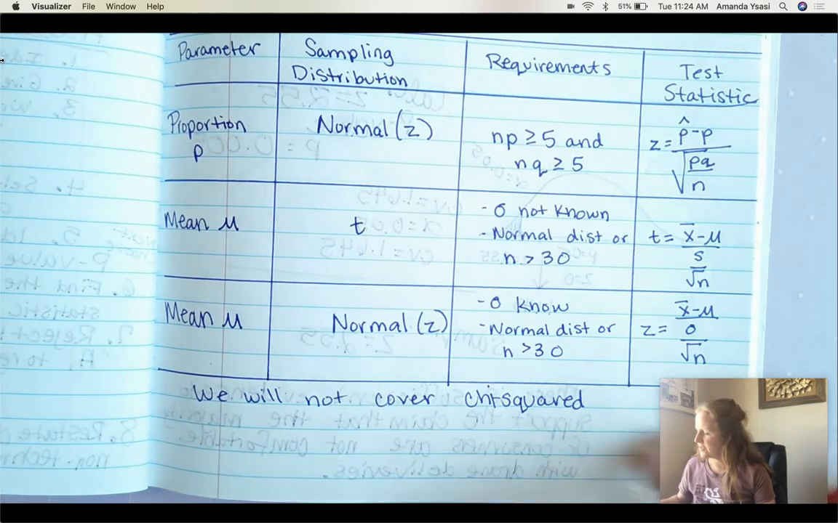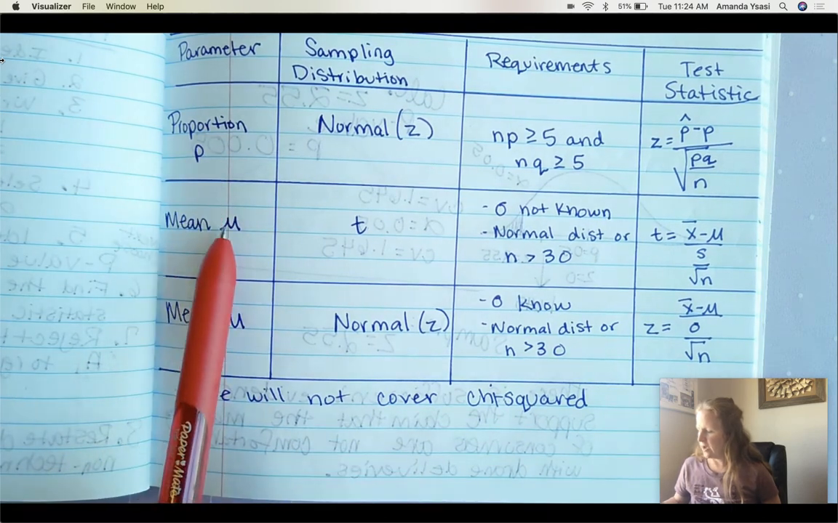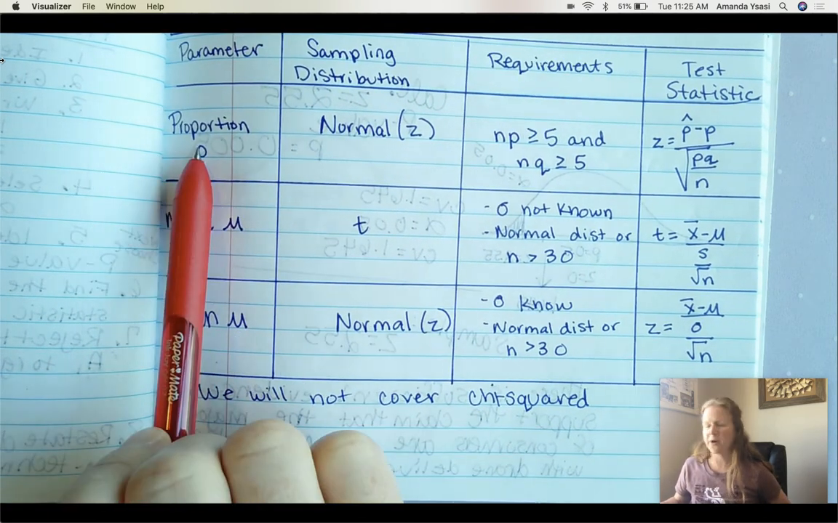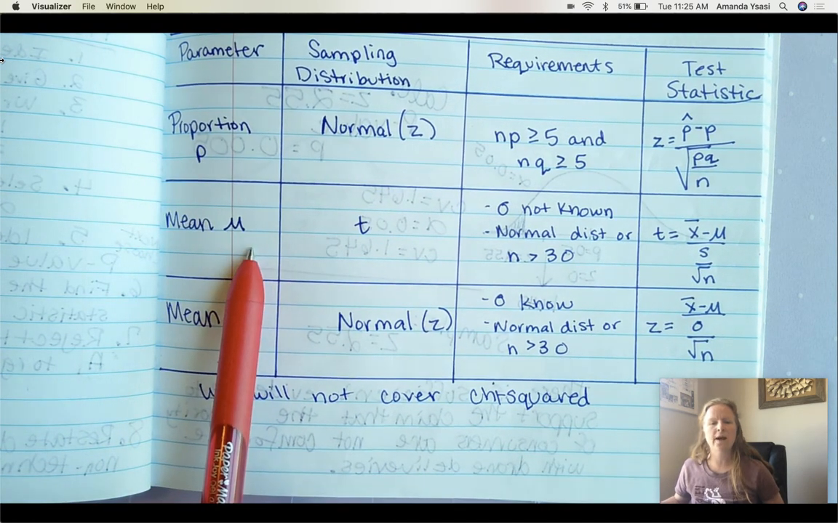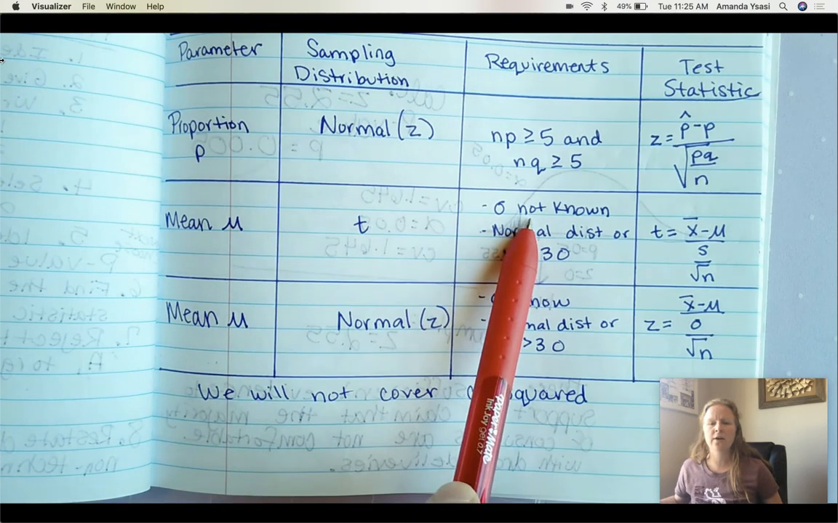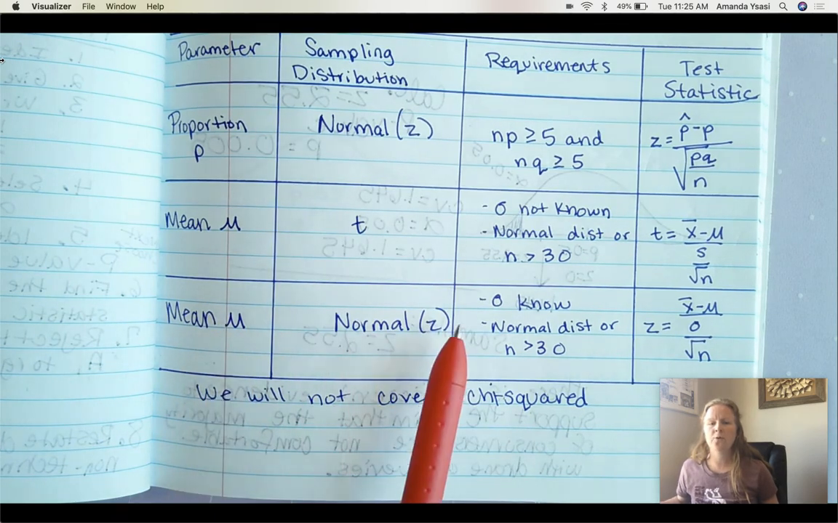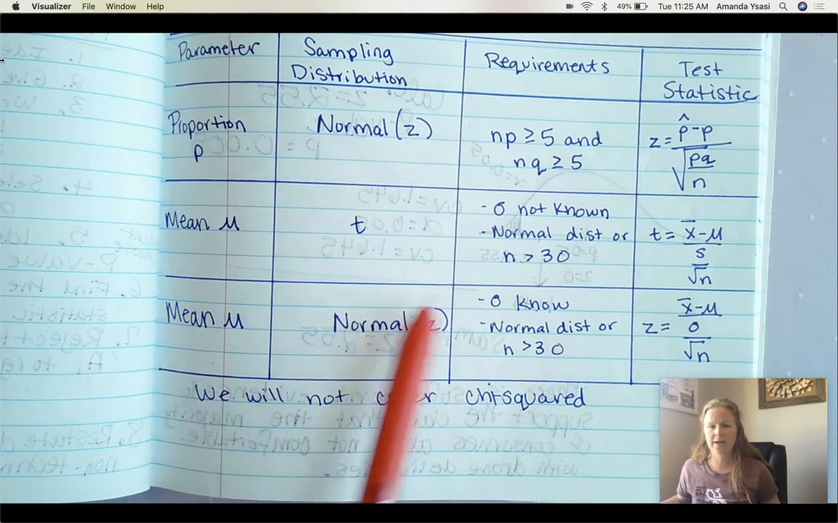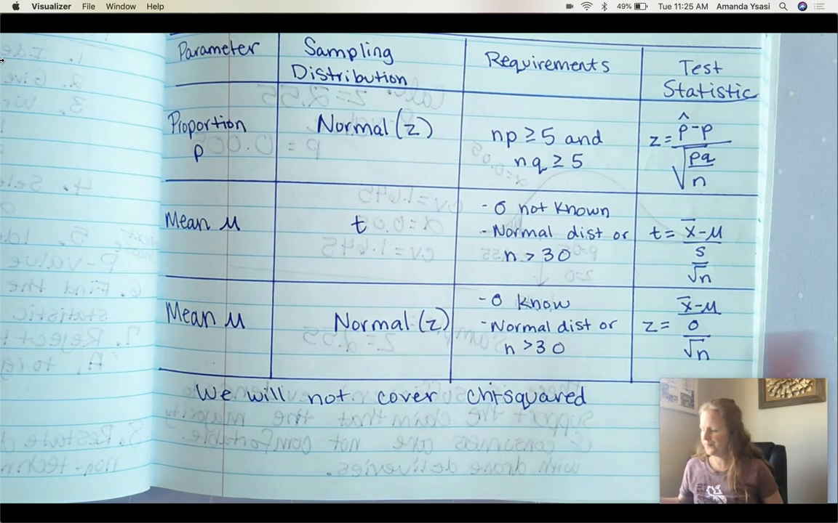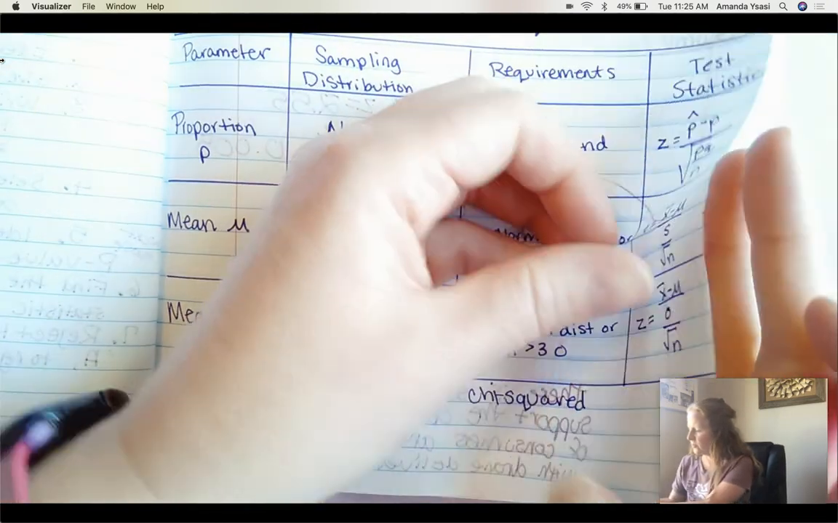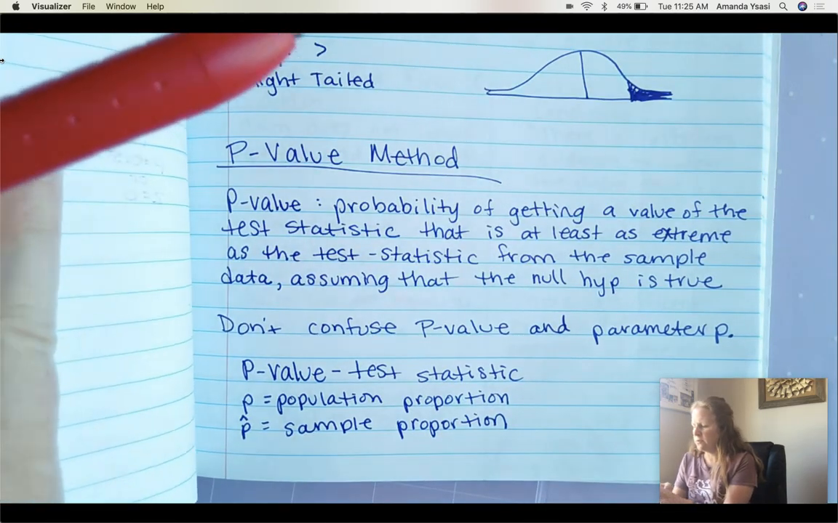So these are the test statistics that we'll use, okay? This is with your parameter of P, your parameter of the mean. So anytime you're asking for a parameter of P, this is the test statistic that you'll use. If you're asking for the mean parameter and the standard deviation is not known, that's when you'll use the t-test. If your standard deviation is known and you're finding the mean, and you look at these other 2 requirements, you'll use the z-score, z-test, normal z. Okay, so let's look at the next page if I can get it to open. There we go.